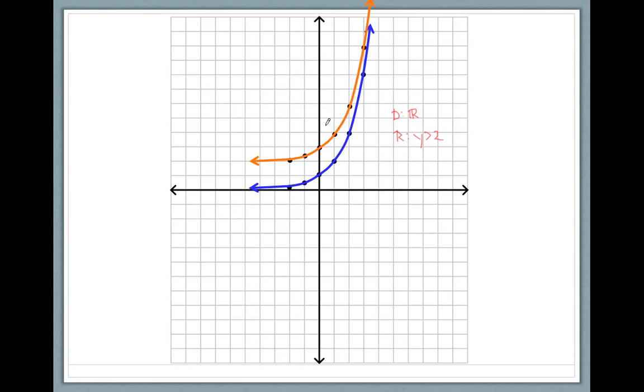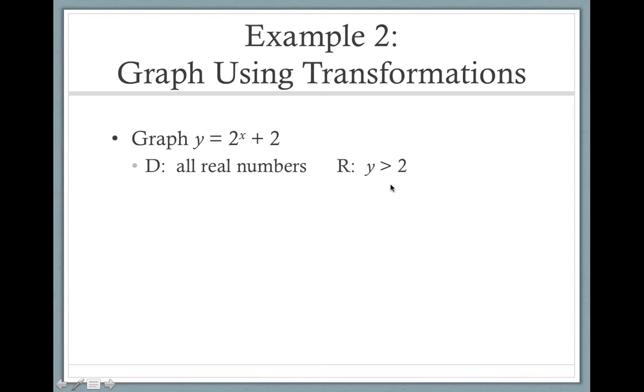So anytime you have a k value, your range is going to be affected. H values, which affect x, left and right movement, that's not going to change anything because our domain is already all real numbers. But that k value is going to affect what your range is depending on how far you move up or down. So for domain and range, domain is going to be all real numbers, range is going to be y is greater than 2.